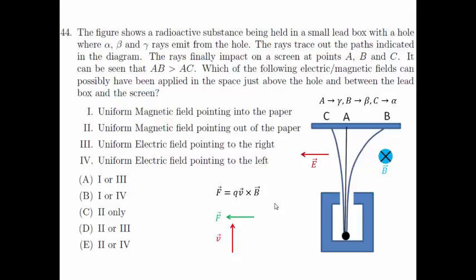Therefore, the answer to this question is B, 1 or 4, where uniform magnetic field is pointing into the paper or uniform electric field is pointing to the left.